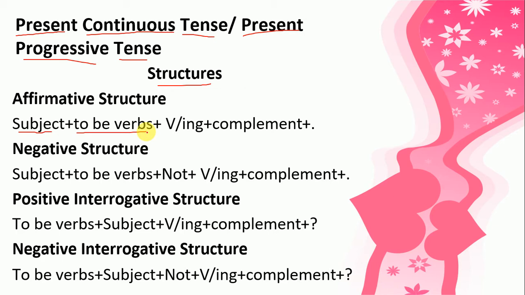Verb ing is the present participle or fourth form of the verb.